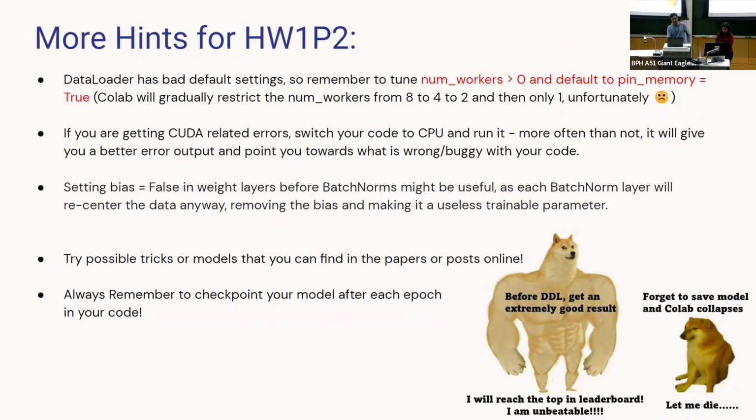Setting bias equal to false in layers before batch norm. This is again to do with some theory behind batch norm, but the reason why we essentially do this is because batch norm centers the data anyway, and in doing so, it basically removes the point of a bias in a linear layer, and because it centers and then shifts with a learnable parameter of itself, setting bias equal to false in the layer before may be useful for you, because it might not be a useful trainable parameter, but it's up to you to explore that.